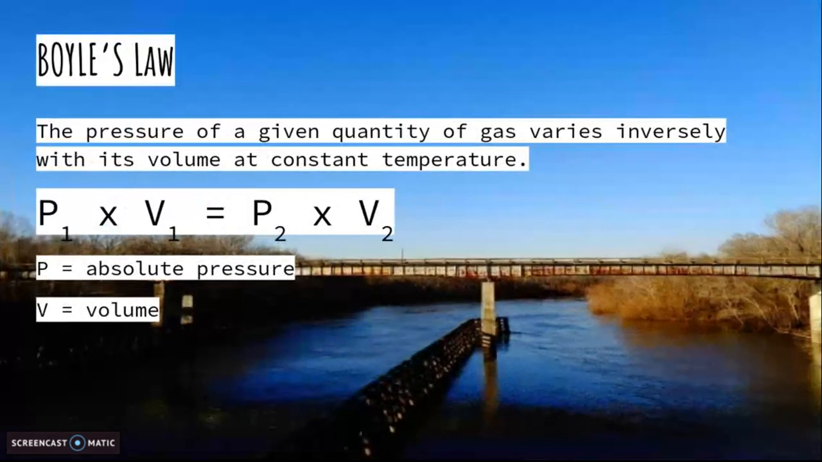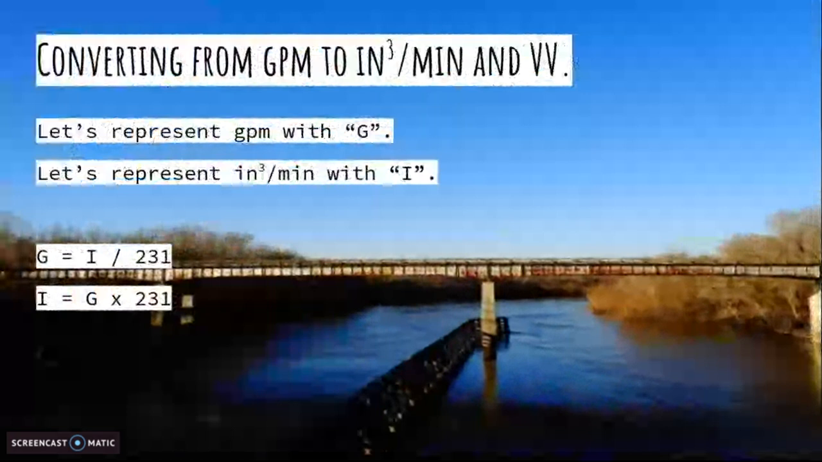In Boyle's law, it says the pressure of a given quantity of gas varies inversely with the volume. So this time they're not constant. They are inverse to each other. So pressure 1 times volume 1 equals pressure 2 times volume 2. P is absolute pressure, so once again you have to add 14.7. So anytime you see P in an equation, you need to add 14.7, and anytime you see T, add 460. And V is volume as usual, but you don't have to do anything to that.